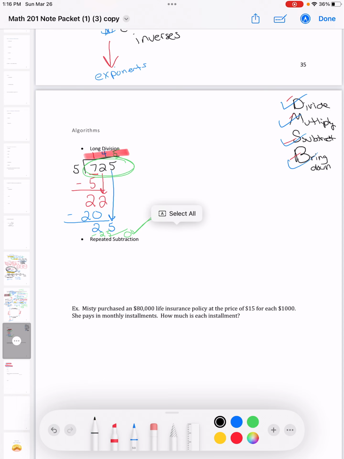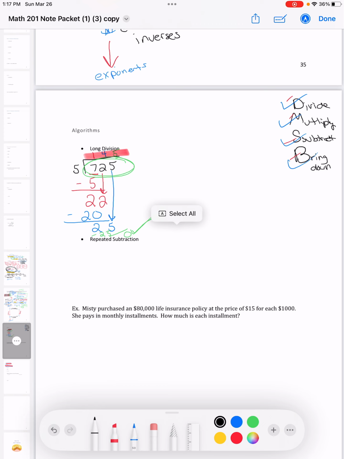Feel free to watch this as many times as you need to refresh yourself on long division. You also can go to YouTube and watch videos on how to long divide. There's plenty of them out there of parents trying to help their kids learn long division. So there's lots of resources if you need some extra support with that.